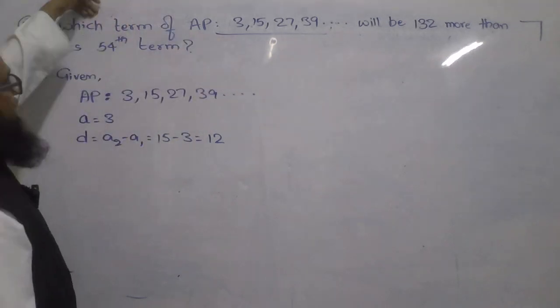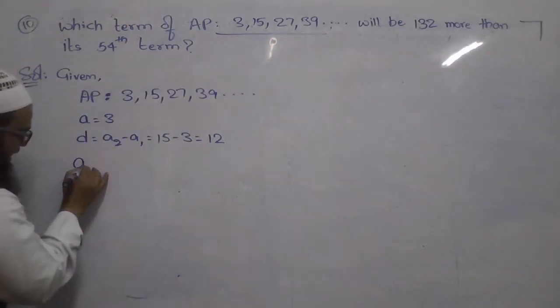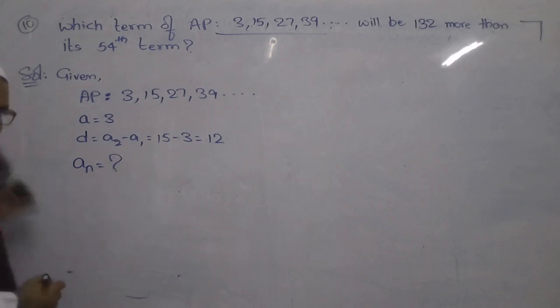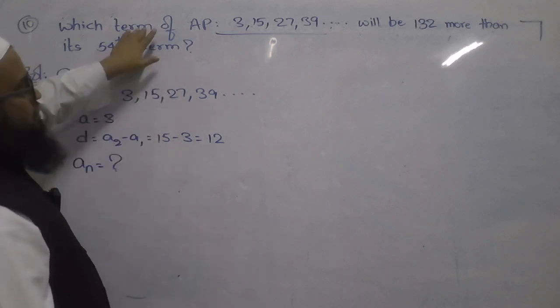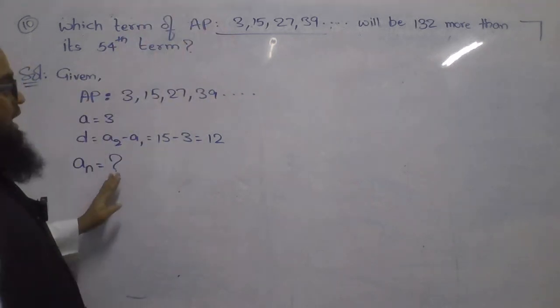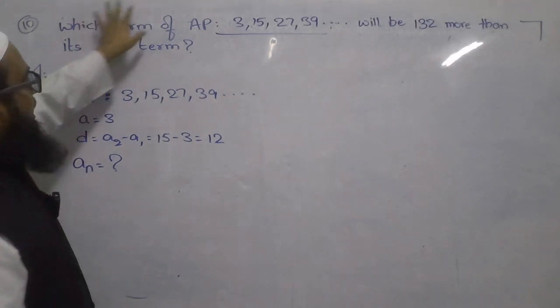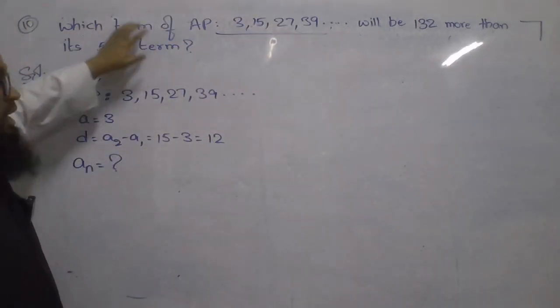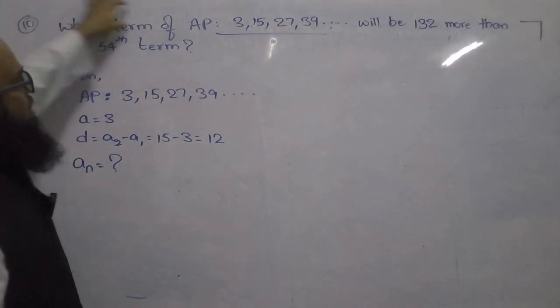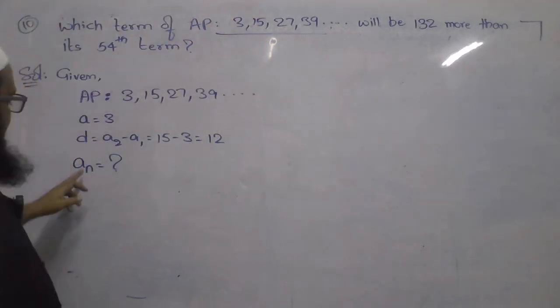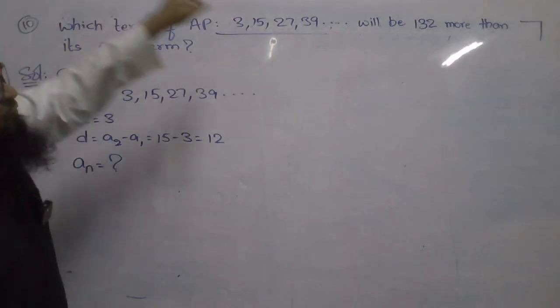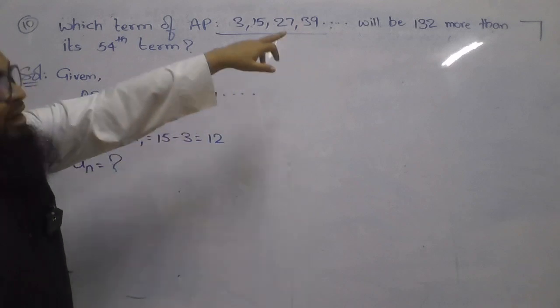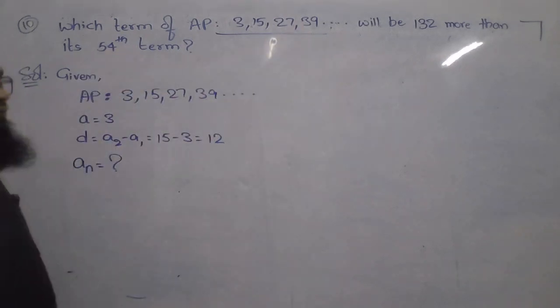But now which term? So that means an is equal to how much? Now substitute in place of all these things. Which term in place of which term? An, you substitute which term of the AP in place of which term of the AP? An will be 132 more than the 54th term.